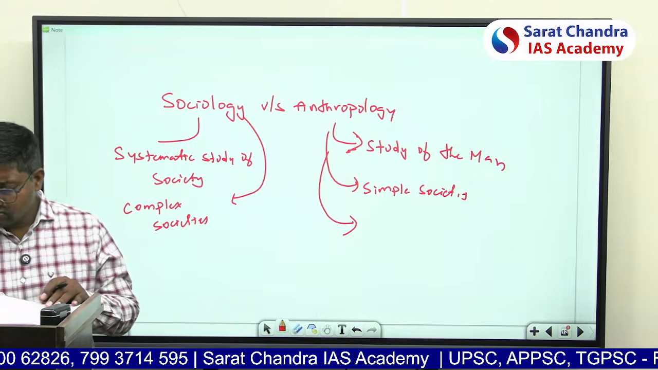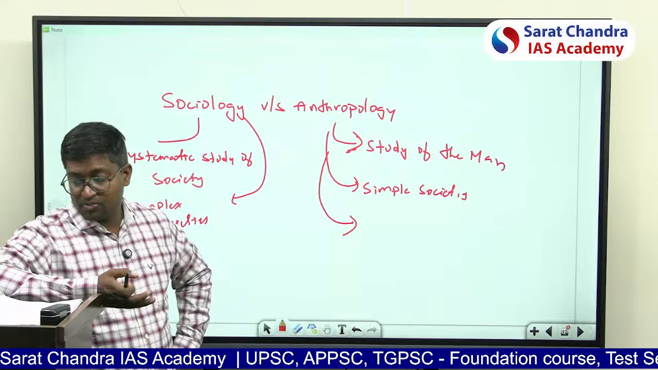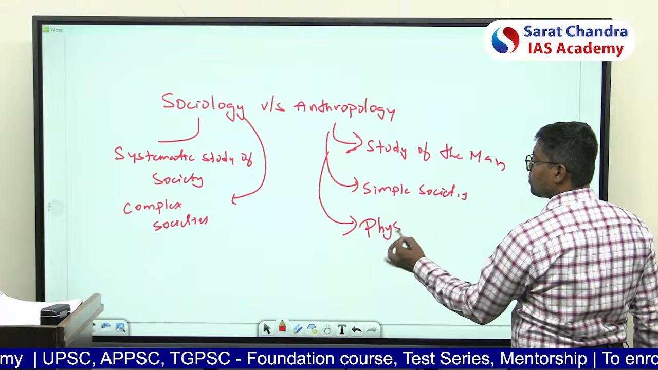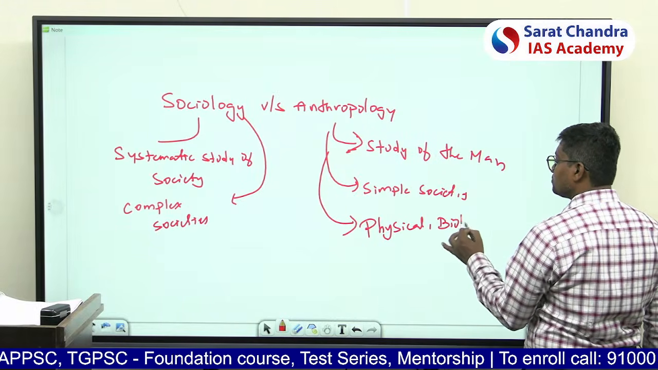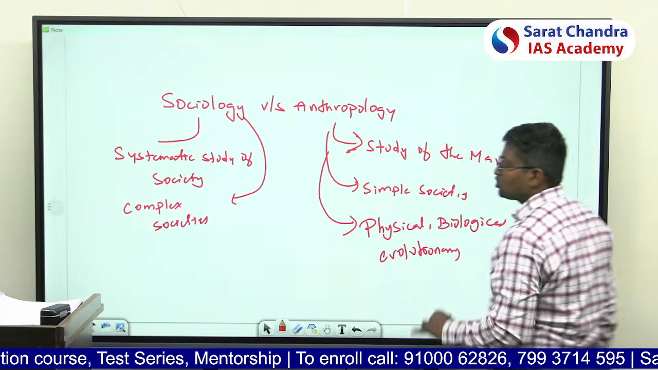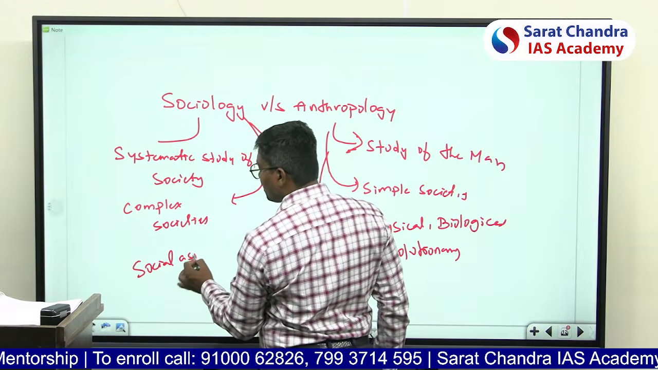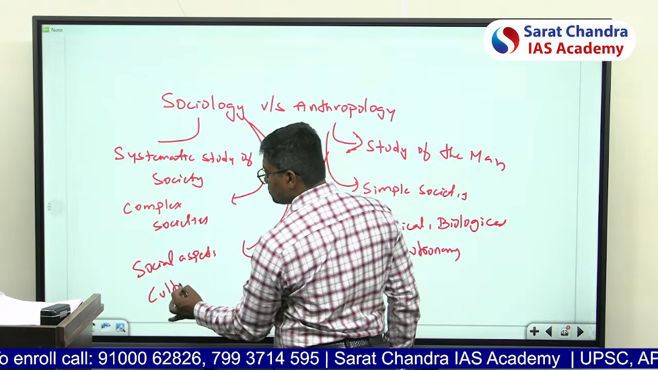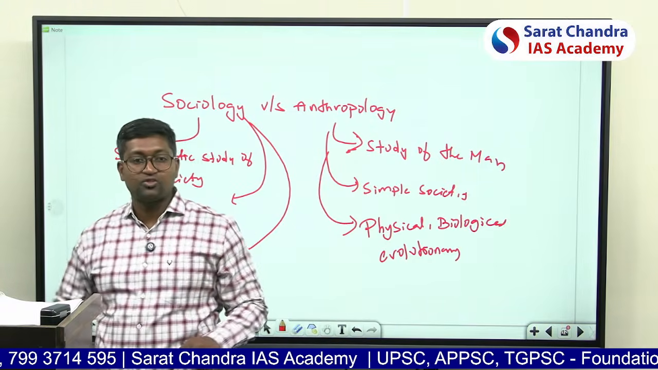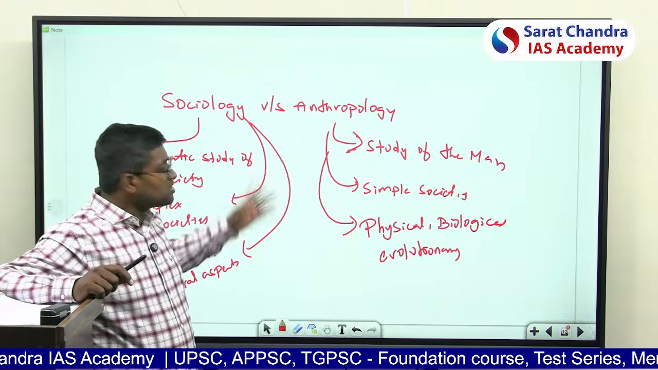Anthropology focuses on studying physical, biological and evolutionary aspects. But sociology focuses on what? Social aspects and cultural aspects. And sociology not only focuses on these aspects, it focuses on all the aspects. This is how you differentiate.